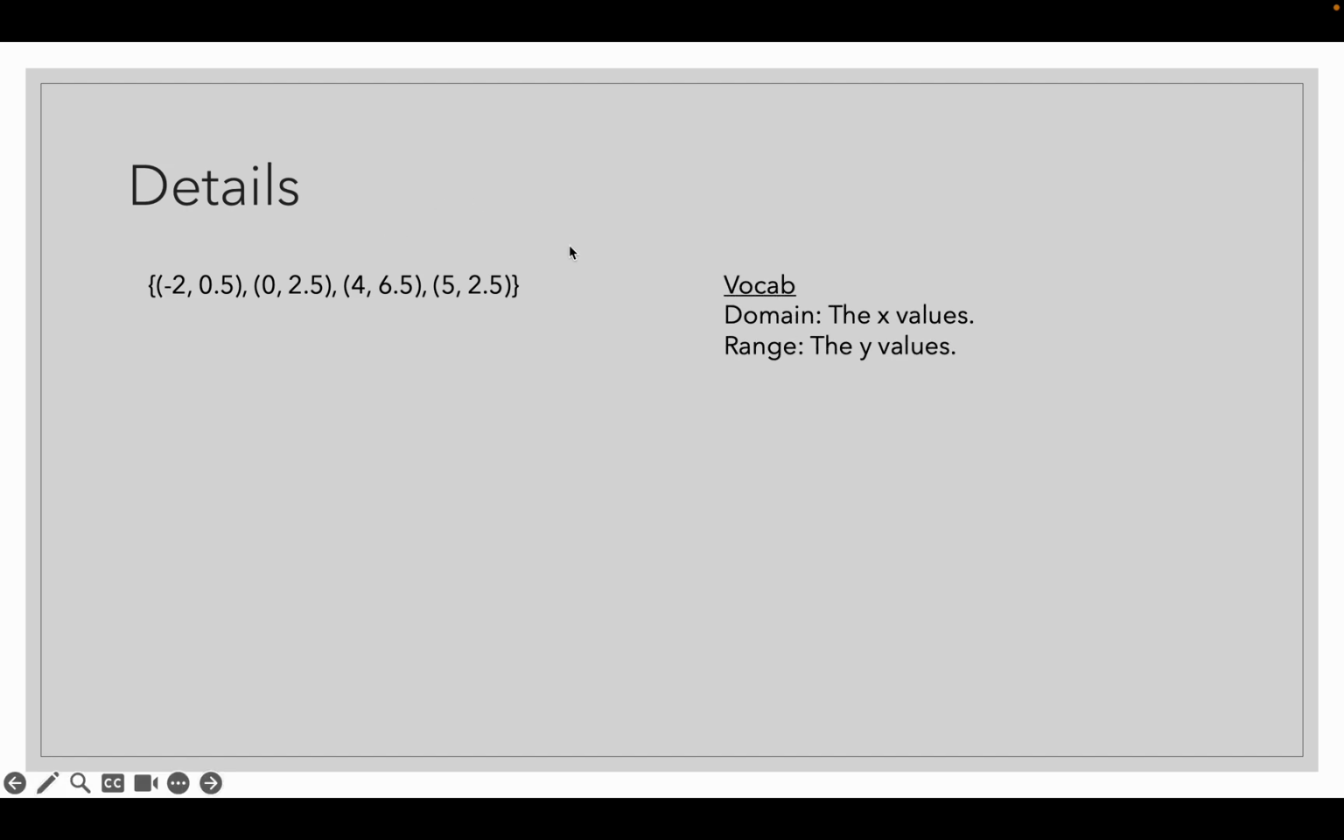First of all, you need to know what a domain is. A domain is the x values. So my x values are -2, 0, 4, and 5. And the range is my y values, 0.5, 2.5, 6.5, 2.5. So there they are, the domain values, -2, 0, 4, 5. The range is 0.5, 2.5, 6.5, 2.5.